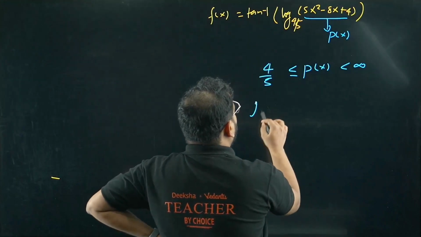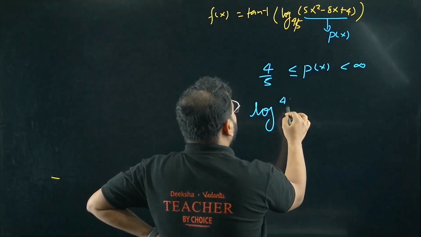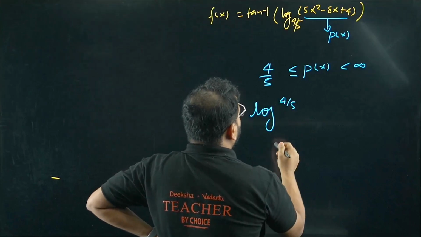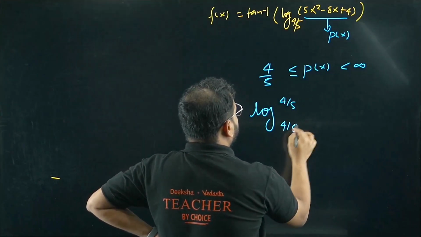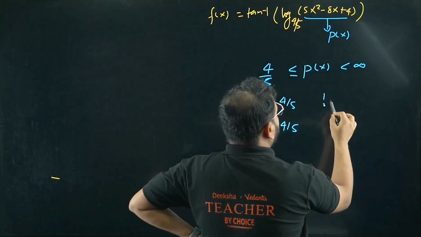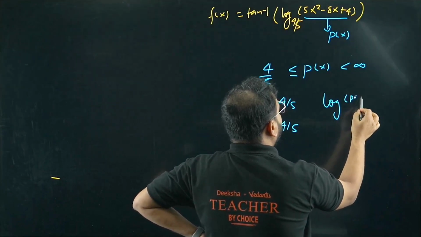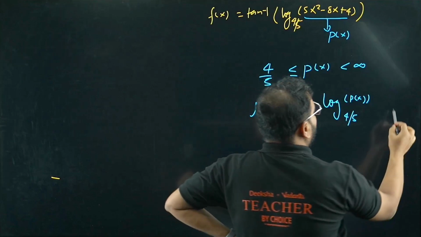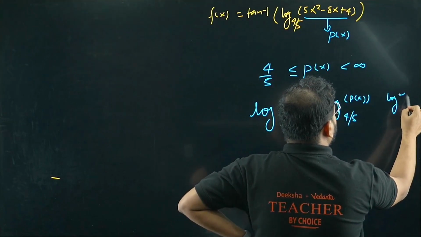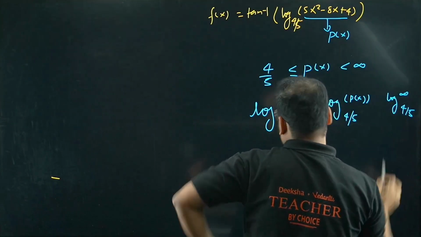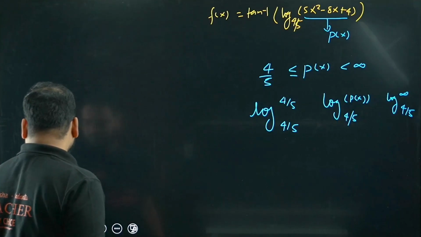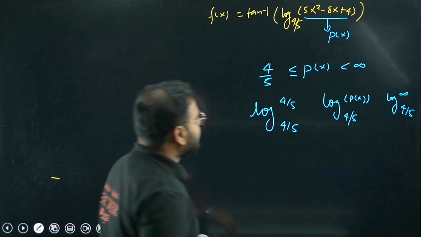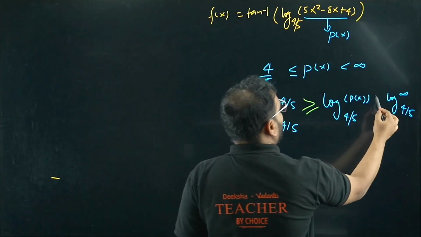Now I want to apply log on that. So apply log with the base 4 by 5. Log of p(x) with the base 4 by 5, and log of infinity with the base 4 by 5. Now check the beauty of this part. From here, the inequality will reverse.